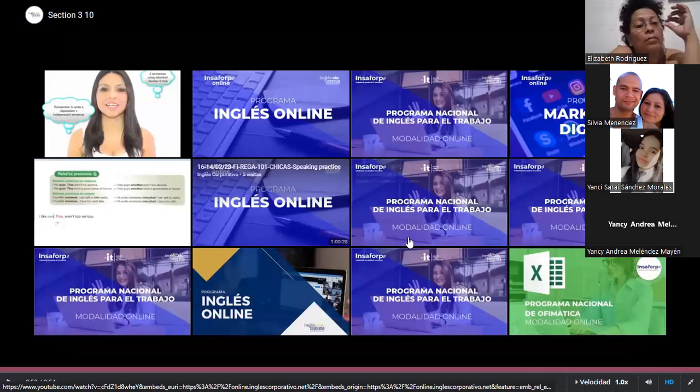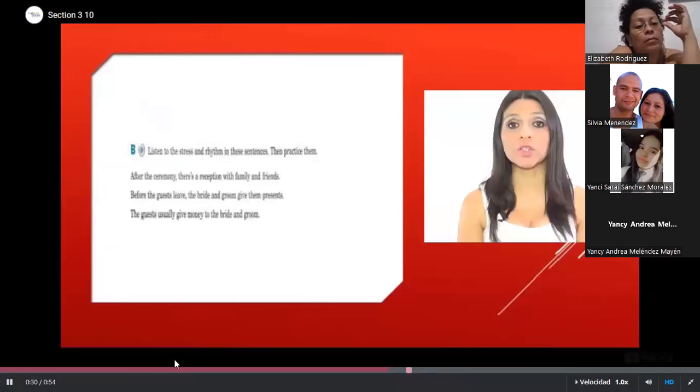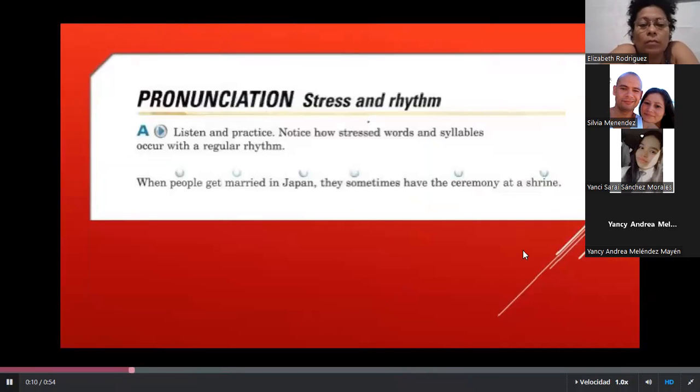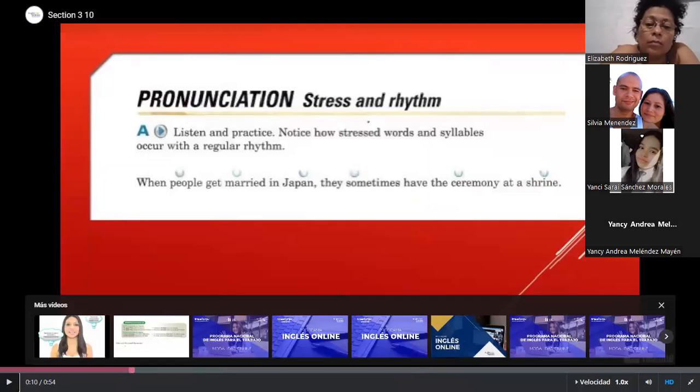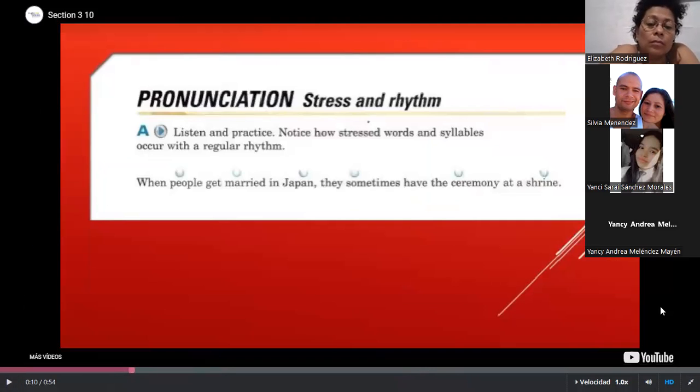Okay, good. So there we have, to check on your pronunciation, syllables. Okay, look at this. We're going to be working on stress and rhythm before going to the next topic. It says, when people get married in Japan, they sometimes have the ceremony at a shrine. So here we have the stress.